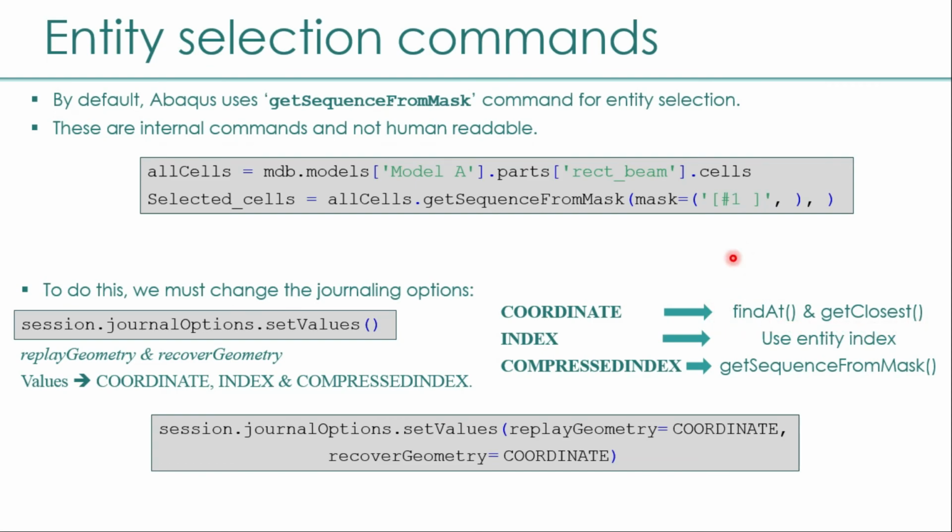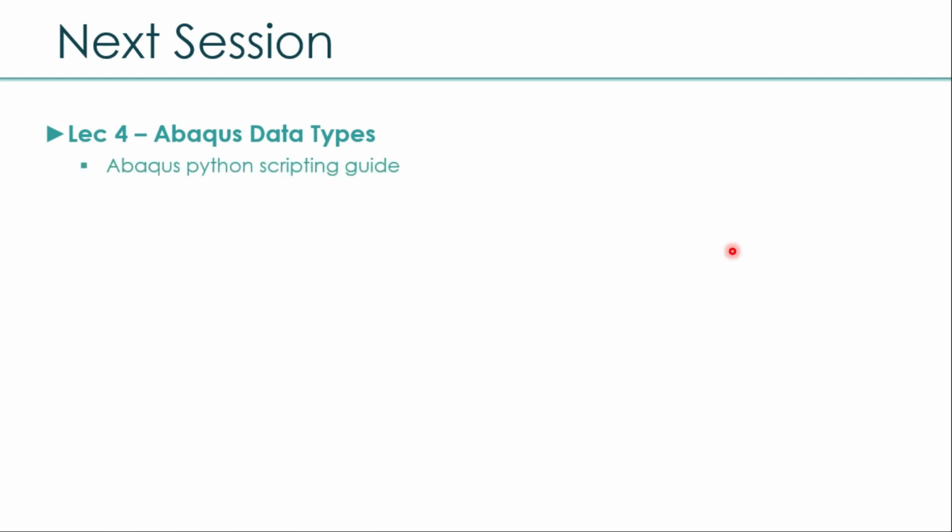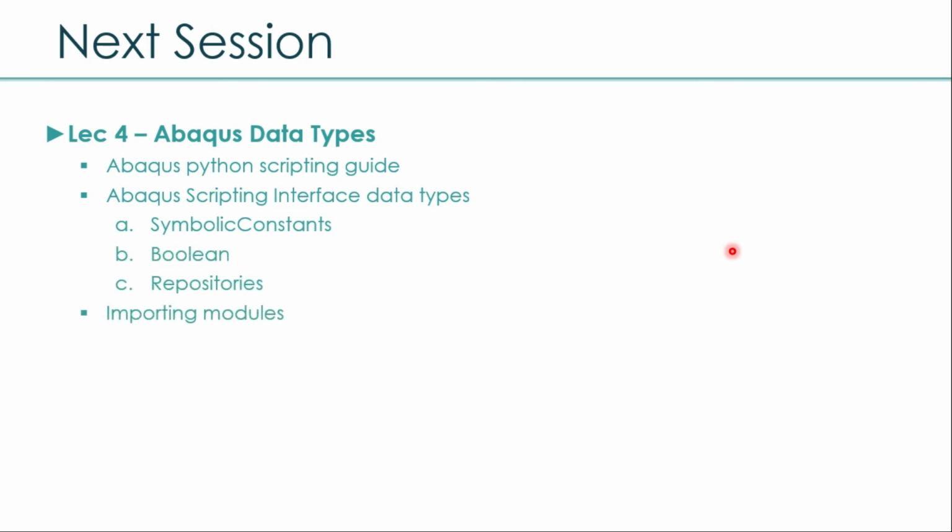Okay, so I think that's all for this session. We were supposed to discuss the Abaqus scripting guide, but if we discuss that, this session will stretch very long, so let's discuss that in the next session. In the next session, we will discuss the Abaqus data types. There are a few data types that Abaqus has added to the Python data types. Before that, we will discuss today's extra topic, the Abaqus Python scripting guide, then the Abaqus data types, and at the end we will also discuss different ways of importing modules. So see you in the next session.